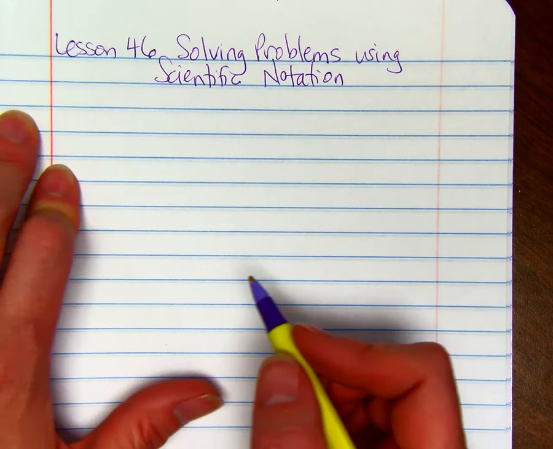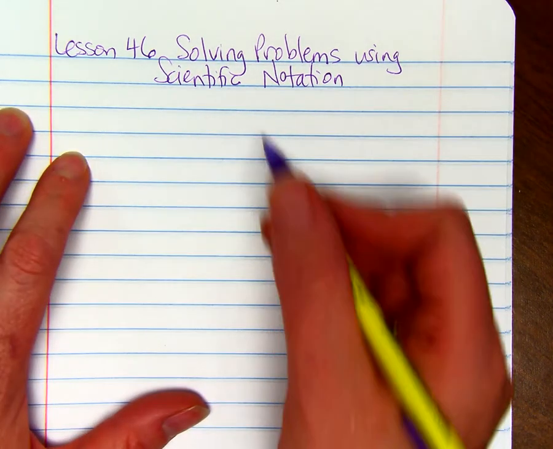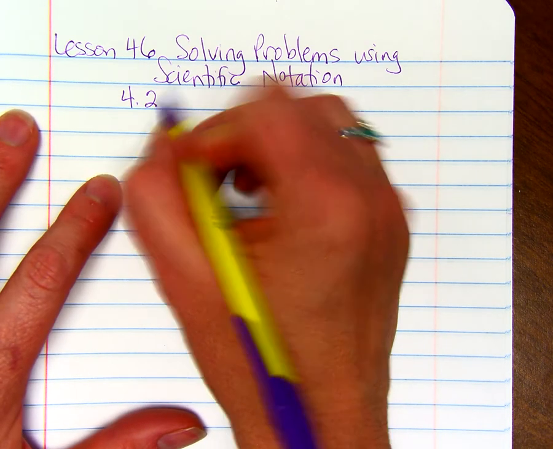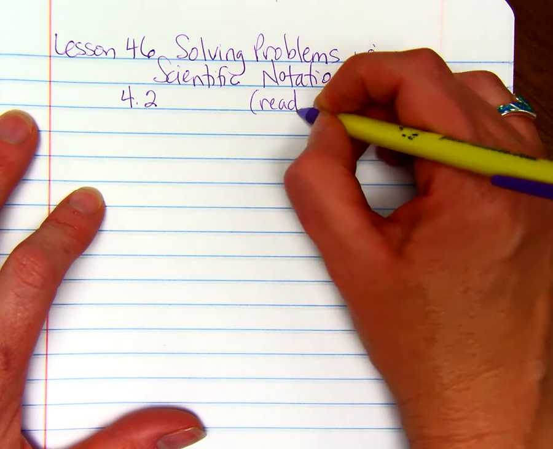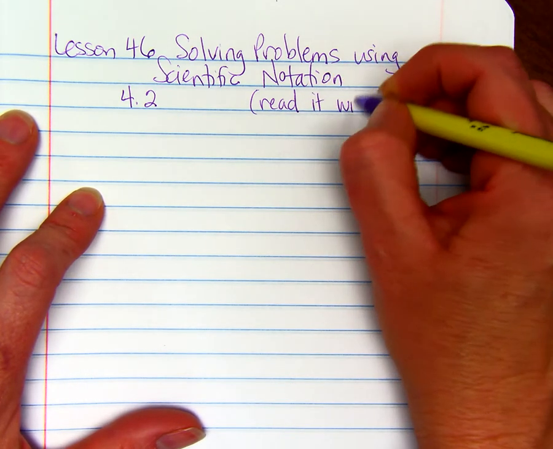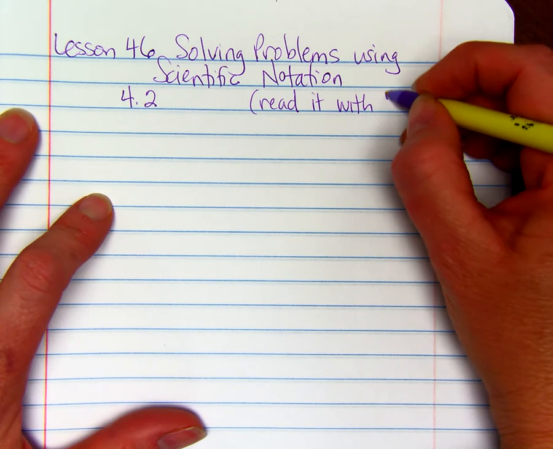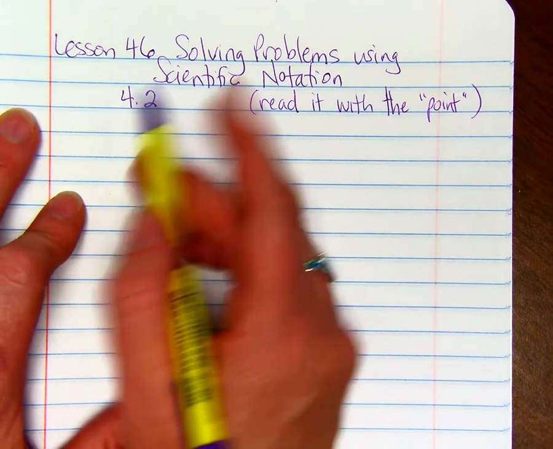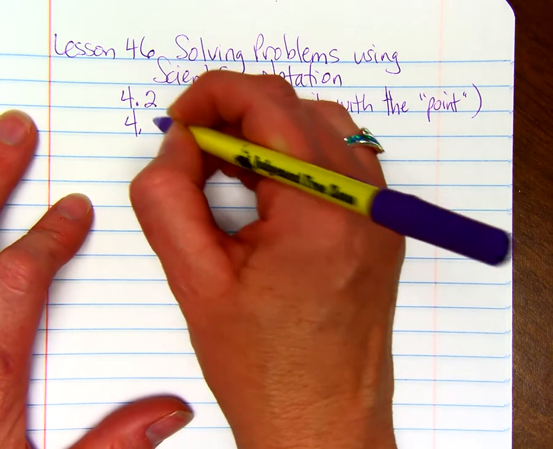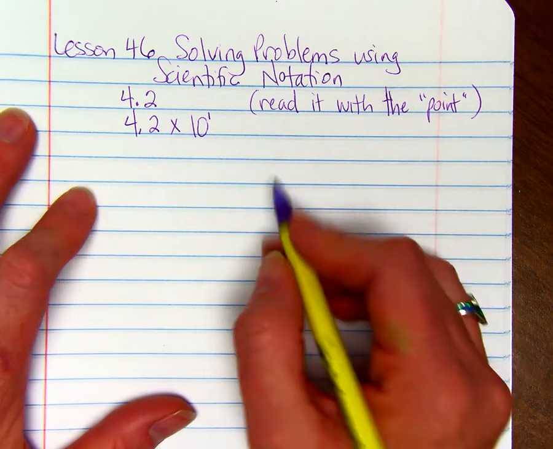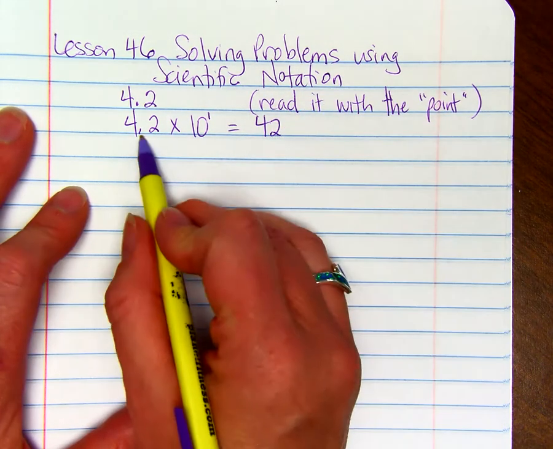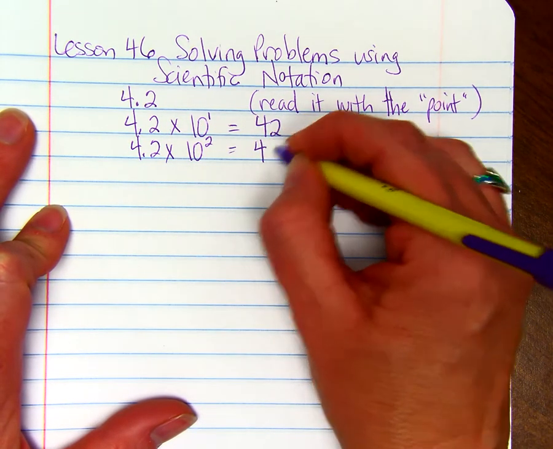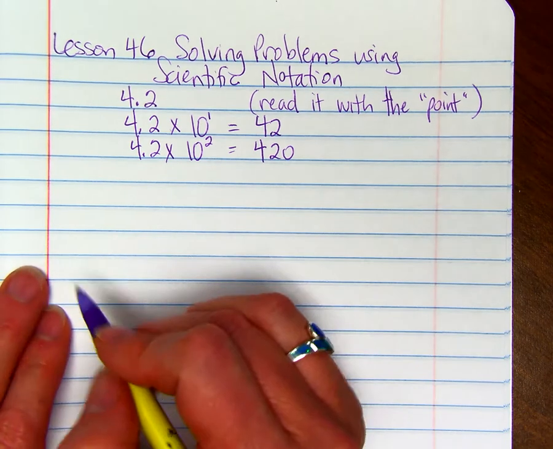So when we see a number in scientific notation, you want to remember that we read it with the word point. So this would be 4.2. If I did 4.2 times 10 to the first power, that's just going to be 42. That's moving the decimal over one time. 4.2 times 10 squared is going to be 420. So we move the decimal over twice.